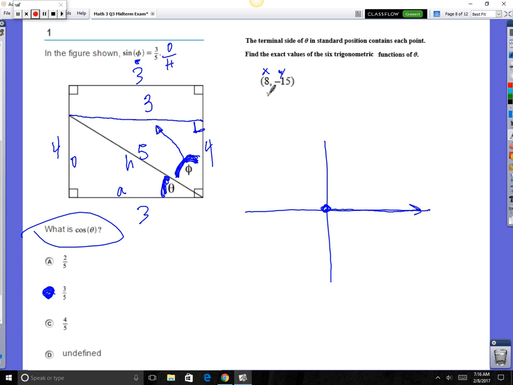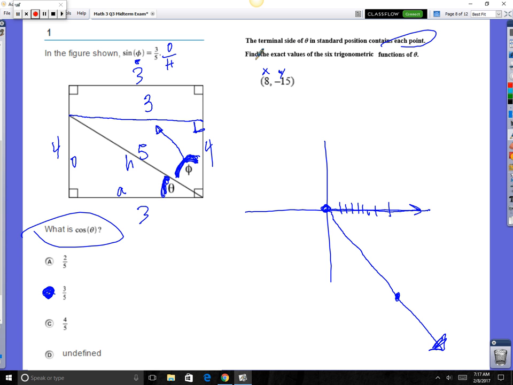So this dot right here, if you're going to plot this dot, go over 8: 1, 2, 3, 4, 5, 6, 7, 8. Go down 15. So there is a dot right there. So we're going to spin, spin, spin, and it is going to stop right here in quadrant 4. And it's going to contain that point. So it's going to land right on top of that point.